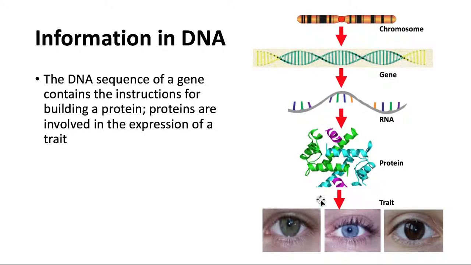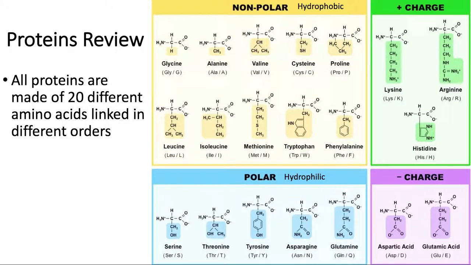But how do we make proteins? That information is inside of our DNA, and that genetic information in the DNA we copy it into a form known as RNA, and that RNA is used inside of our ribosomes to build proteins, and proteins cause these traits to be expressed. So a little bit of flashback to our protein lesson.